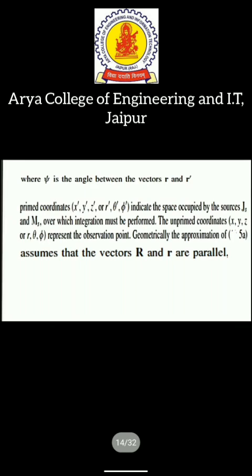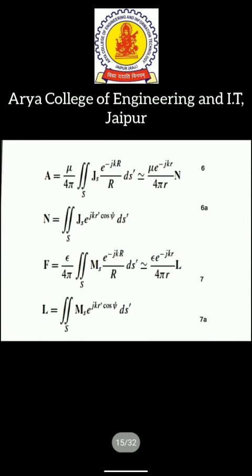Students, here x dash, y dash, z dash or r dash, theta dash, phi dash are the space occupied by the sources Js and Ms over which integration must be performed, which are also called prime coordinates. The unprimed coordinates x, y, z or r, theta, phi are the observation points, and capital R is parallel to small r. Don't get confused looking at A, N, F and so on; I'll explain it one by one.